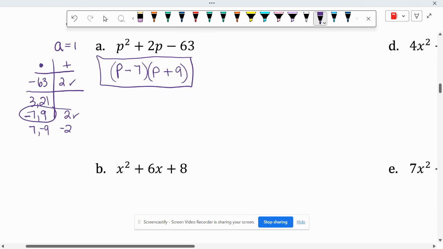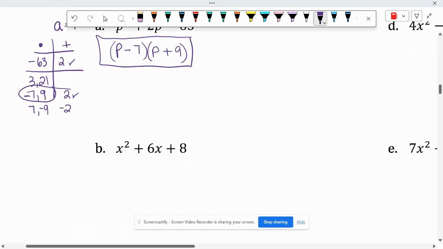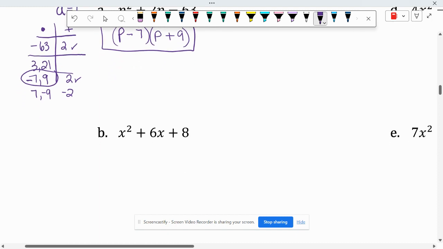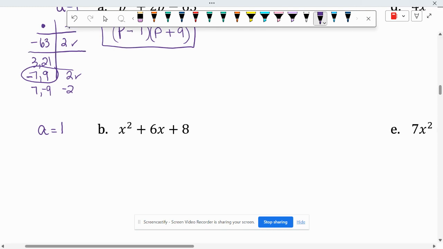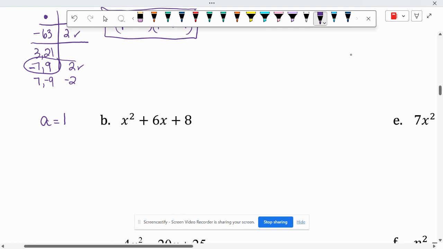Tell me about example B. What is my leading coefficient in B? What is A? In example B, you're going to the right. Go down. Sorry. It's 1. So here's another one where the factors that you choose are the factors that you use. What's the product that I'm looking for here?